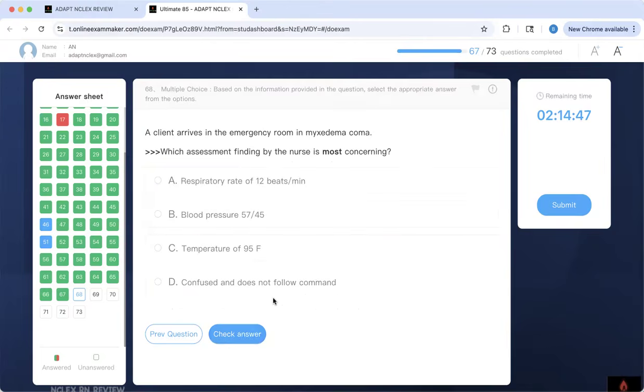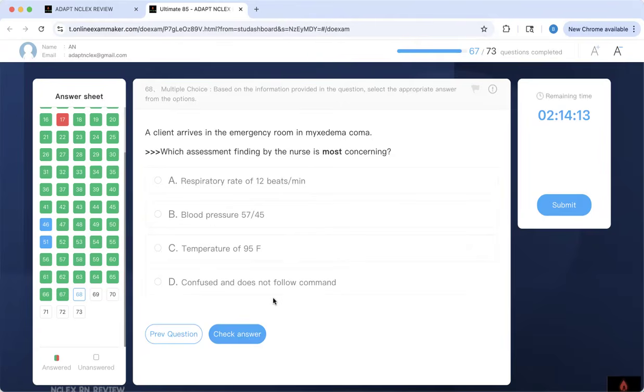A client arrived in the emergency room with myxedema coma, endocrine. Which assessment finding by the nurse is most concerning? Myxedema coma is severe hypothyroidism. Therefore, you know hypothyroidism, everything goes down except your weight. Therefore, which one is bad? Respiratory rate of 12, blood pressure of 57 over 45, temperature of 95, confused, and does not follow commands. This is a trap. But which one is the worst?